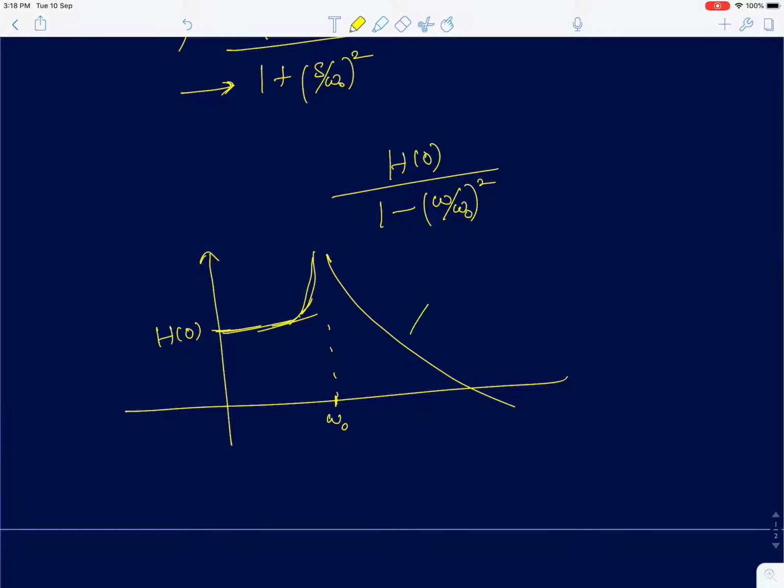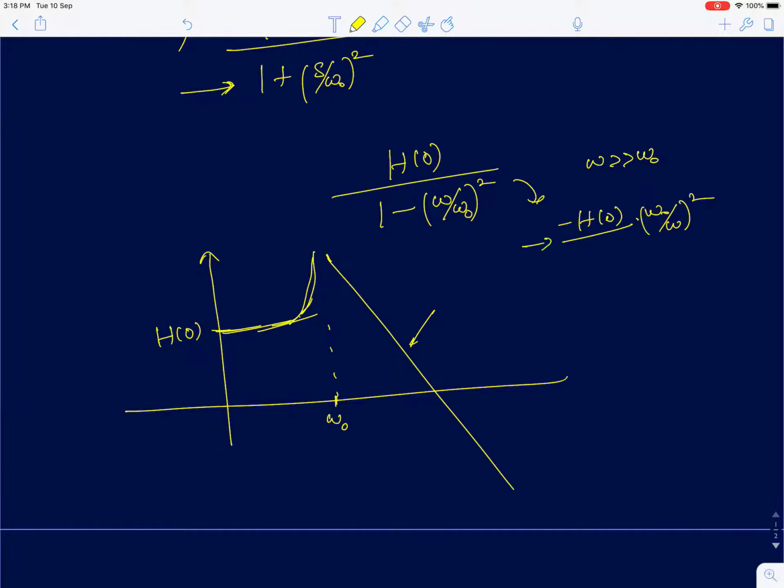You need to know the slope with which it's going to roll off. If I'm plotting it on a log scale, then we need to know what slope it is going to roll off with. At high frequencies, when omega is much greater than omega naught, this function reduces to minus h of 0 into omega naught upon omega the whole square.